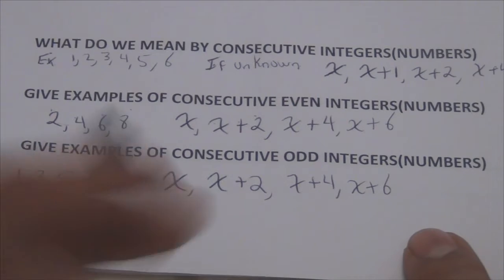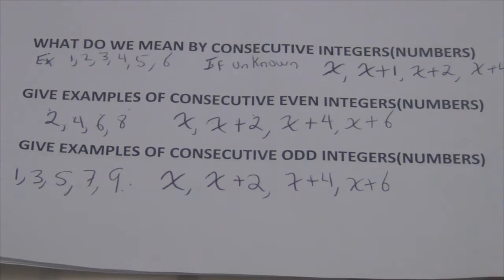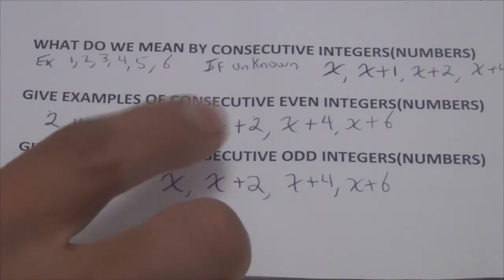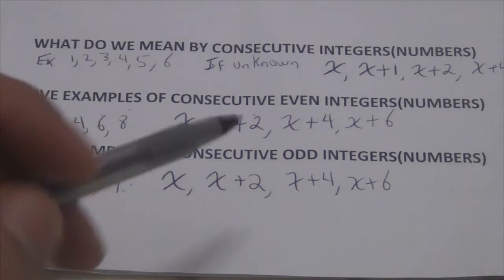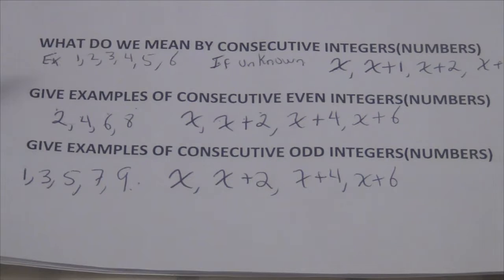The reason I say that is because when you look at this, you're like, wait, hold on a second, but you represented the odd integers and the even integers the same. Well, yeah, because they go by 2s. They have the same gap. Got it? All right then.